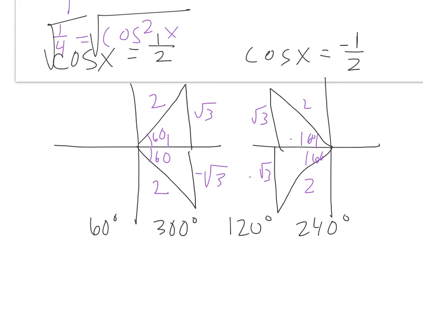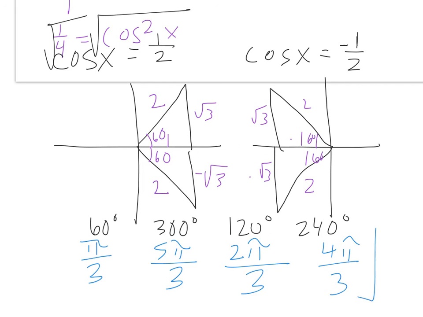So now I have pi over 3. I have 5 pi over 3. I have 2 pi over 3. And finally, I have 4 pi over 3. So those would be my 4 answers. So those are solving with the interval from 0 to 2 pi, which is actually easier than solving the next one.